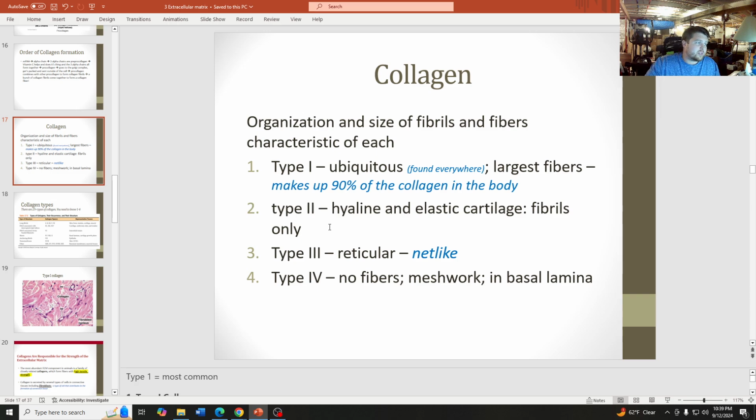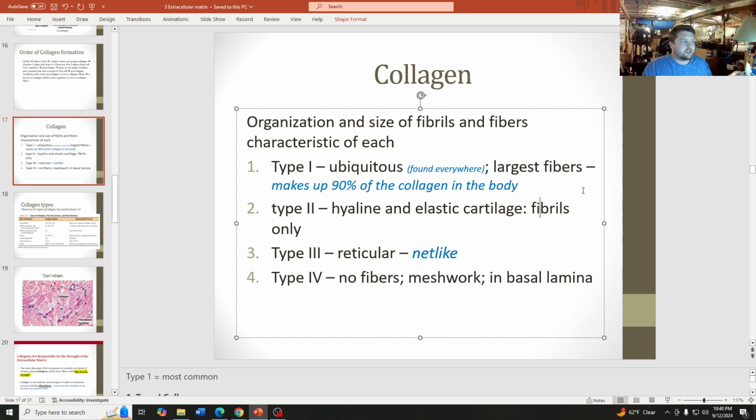Type 2 is found in hyaline and elastic cartilage, and it is only fibrils, okay? So type 1 has fibers, type 2 only has fibrils. When we talk about hyaline cartilage, that's the cartilage found in between our joints. Take the knee joint, the elbow joint, any of those articulations in our body, you have layers of hyaline cartilage that allow the proper movement of everything. It's very, very fine. It's made of the fibrils.